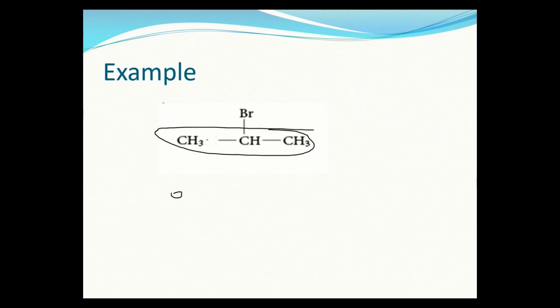So halogenated hydrocarbons, they're just branches. So an example: this is propane, right? 3 carbons. And then we have a bromine on the second one. So we would say it's 2-bromopropane.